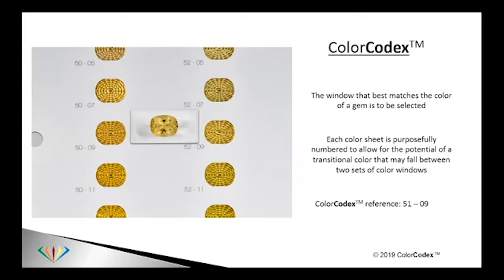So you have this in place, the same for the color intensity. For example, if you have a stone where the intensity of the color is falling between 50-07 and 50-09, then again, the system has already anticipated this. You have a color reference of 50-08 for a ColorCodex reference. So as a result, it's quite flexible and it's a quite robust tool.